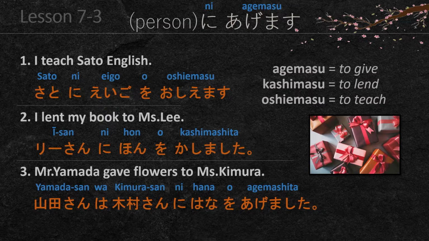Yamada-san wa Kimura-san ni hana o agemashita. So it's Yamada-san wa because instead of watashi wa, I'm not the one who's giving. It's Yamada-san who gave. So Yamada-san is the topic because he's the person who gave. Yamada-san wa Kimura-san ni. Kimura-san is the person who received, so we mark her with the ni. And hana means flower. Hana is what was given, so we say hana o agemashita.